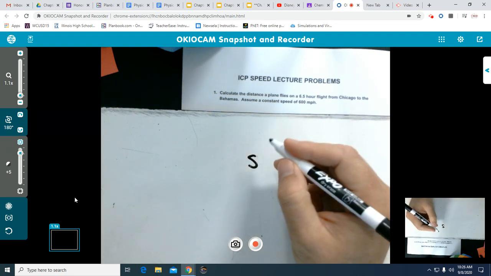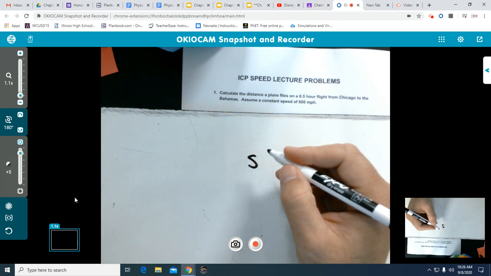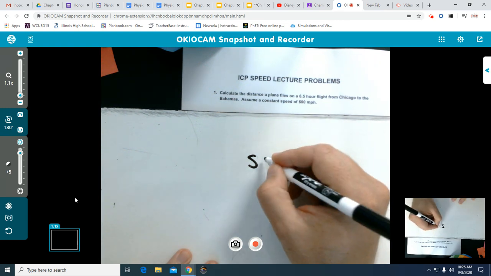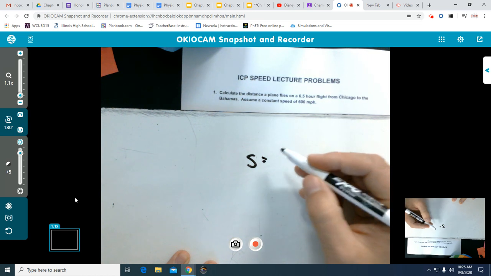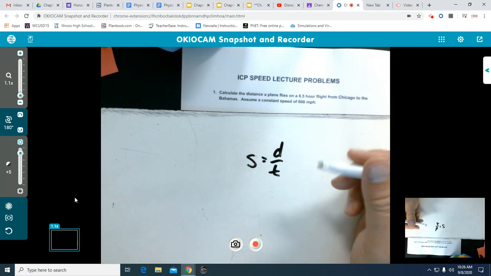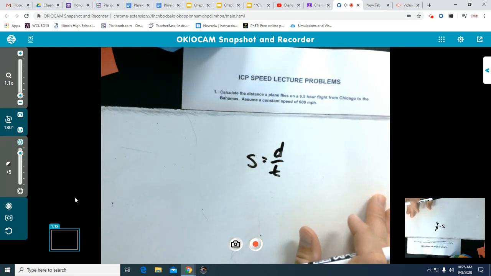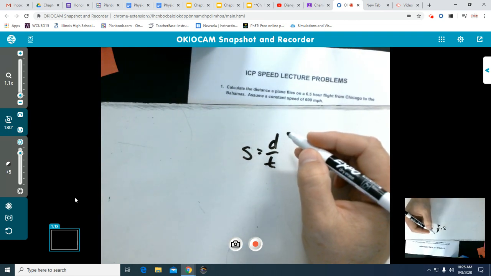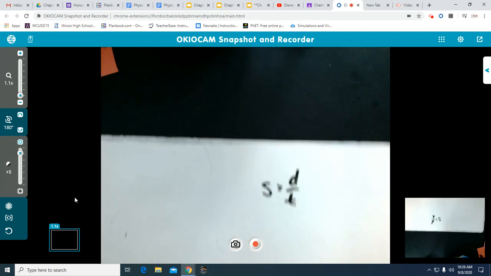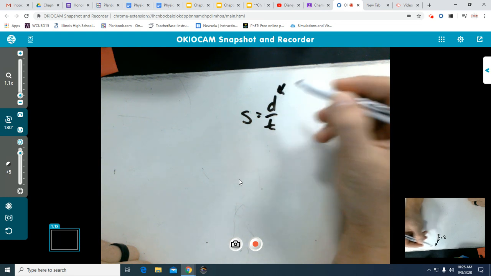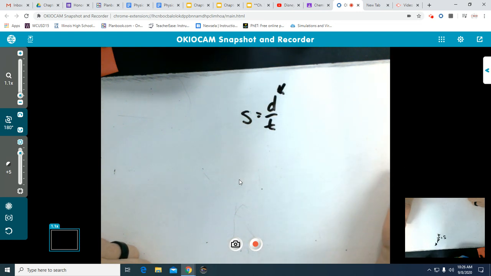Oftentimes you'll see as we go along here that the speed of an object, whether it is speed or velocity, oftentimes uses the variable v. But for our simple purposes, we'll just use S. So we said distance over time, right? Can you all see that up there? Okay. But going back to this problem, what are we actually solving for? Distance, right? But is our formula set up for us to do that?